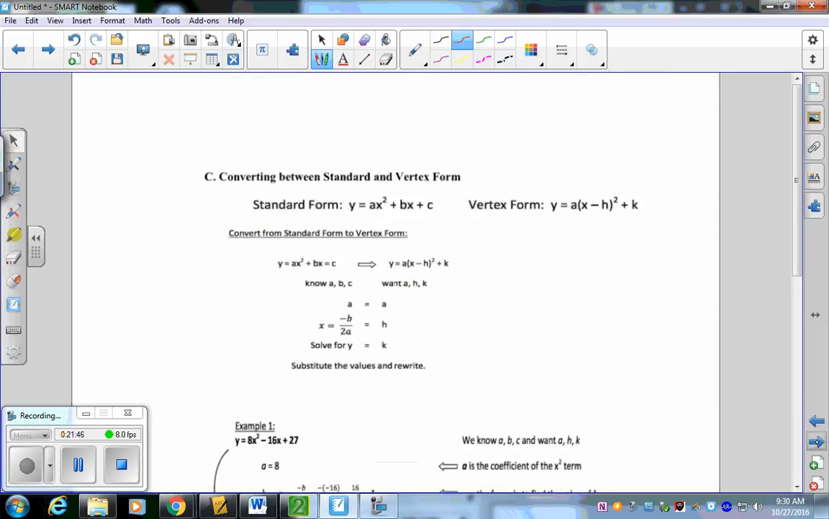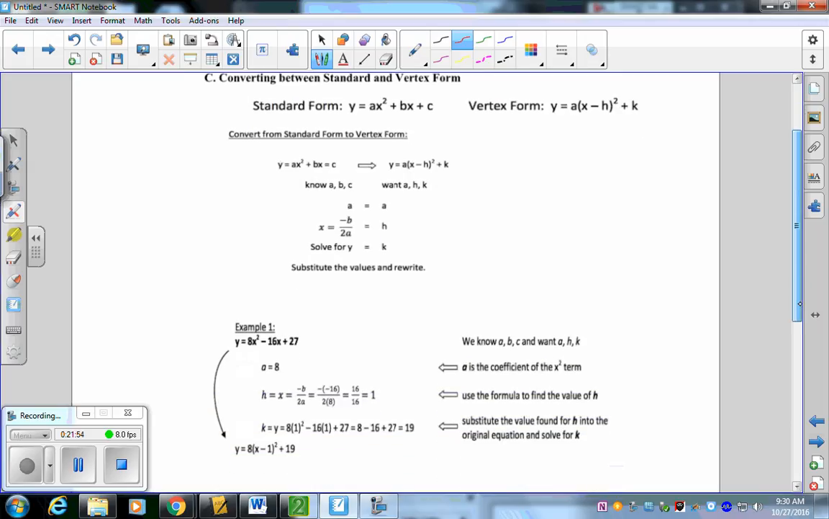All right, the last thing we're going to talk about is converting between the 2 forms, converting between standard form and vertex form. The directions are right here for you. So converting from standard to vertex form, you're going from when it's written out in a trinomial to our beautiful vertex form. So we know A, B, and C, and we want A, H, and K. Well, A is equal to A. The dilation, no matter what, is that for you. So if you're given a coefficient in front of A, that's your dilation factor on the outside.